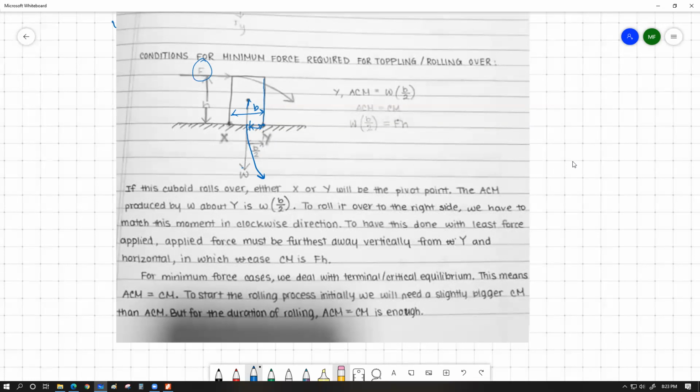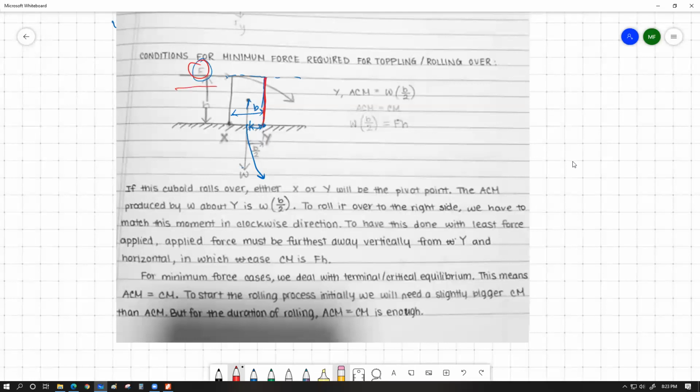Now you should understand, whenever we apply this force it is going to work in this alignment, and this is the pivot point. So this length, let me draw it red, is going to work as a perpendicular distance for the force F. Because this is our perpendicular distance, we will definitely require the minimum force whenever we apply the force on the highest level of the object.